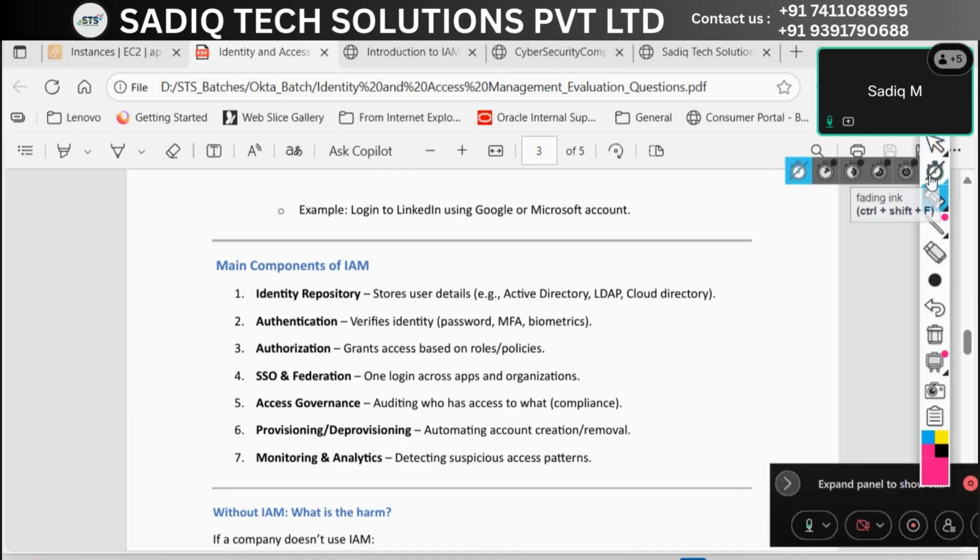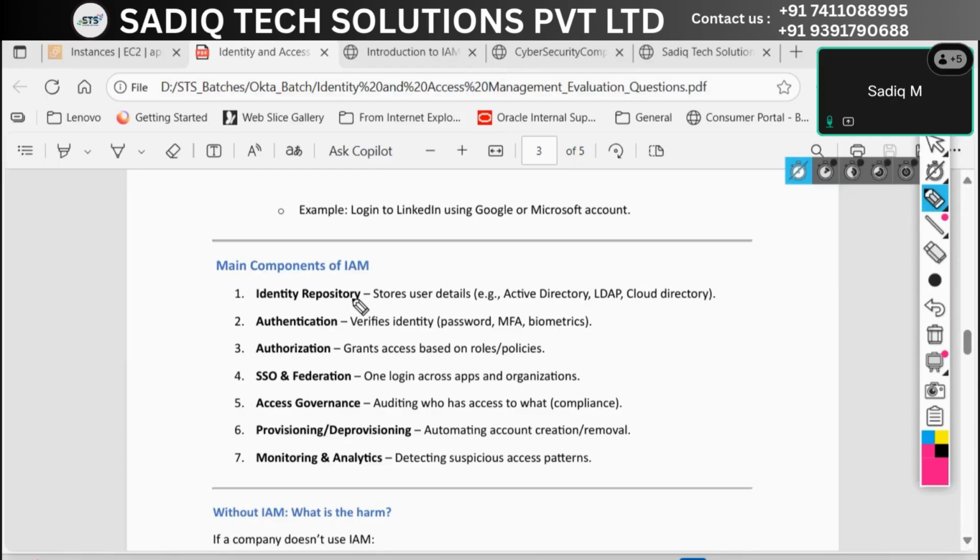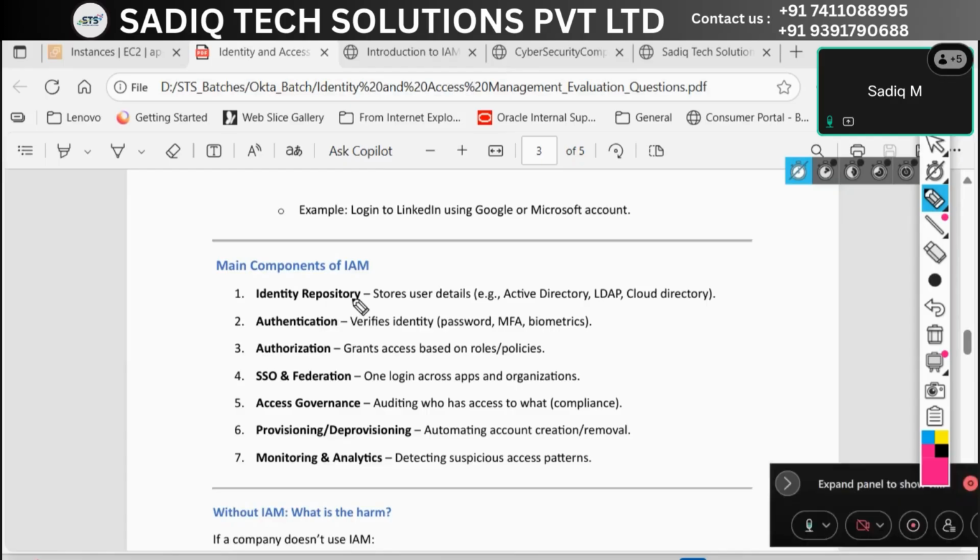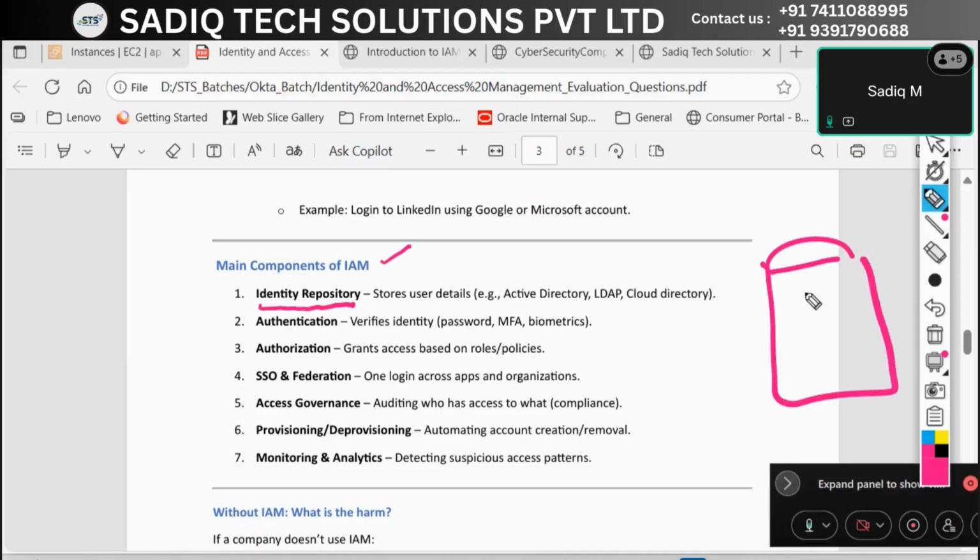The first component is the identity repository. What does repository mean? Identity is nothing but the user identity, that means user details. Where you can store the user details, there should be some repository, right? That repository is called the identity repository. This comes under IAM only, one of the main components. You need to have a centralized repository where you can store all the user details.